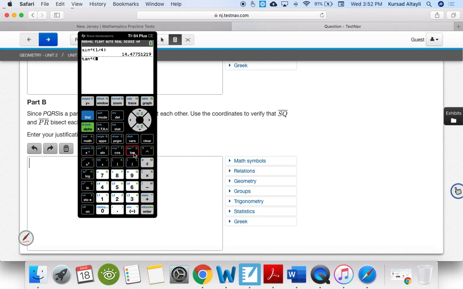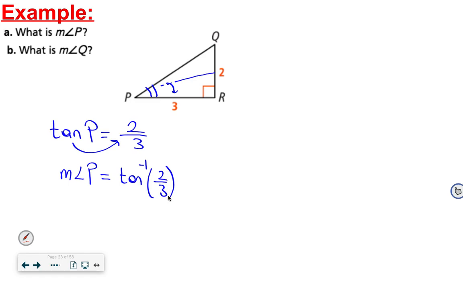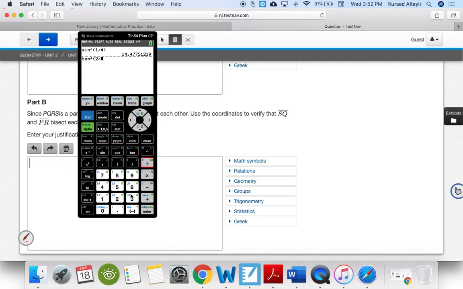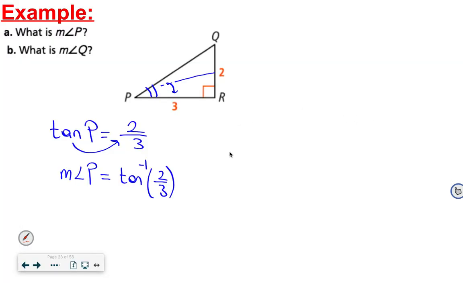Second tangent, what was my ratio? 2/3. 2 over 3, and if you calculate, you will get 33.69006. If you round this to the nearest hundredth, you will get 33.69. So the measure of angle P is approximately 33.69.